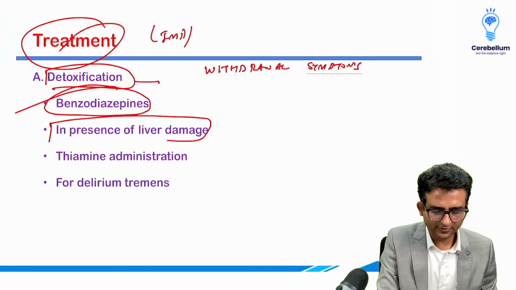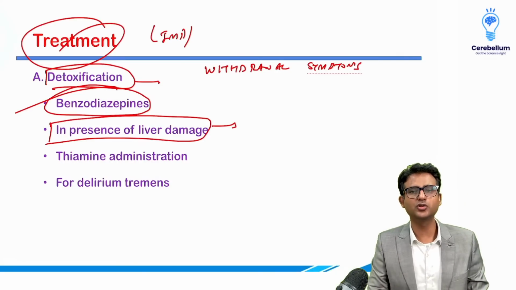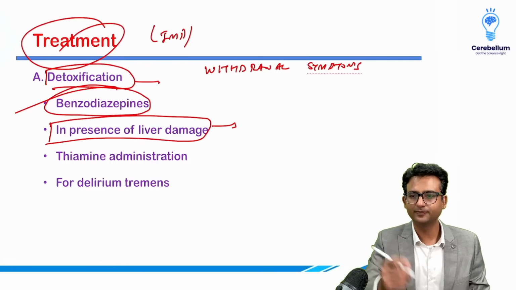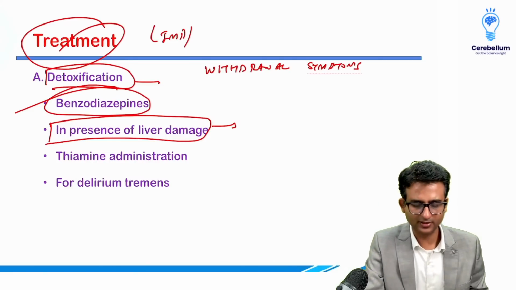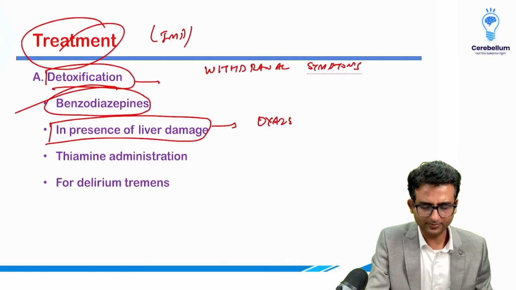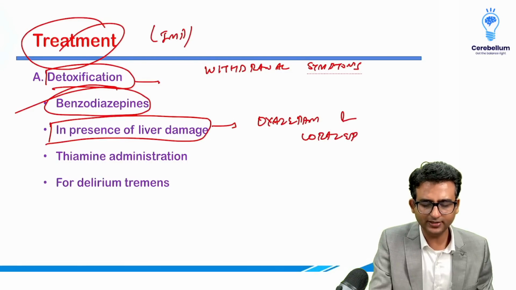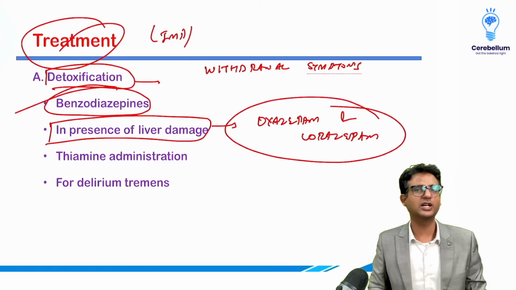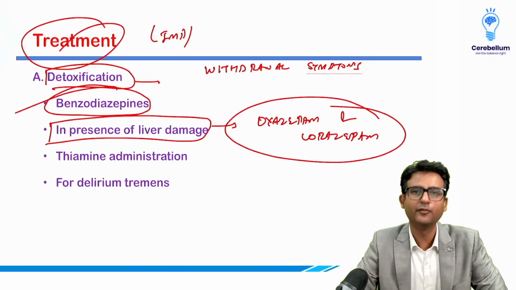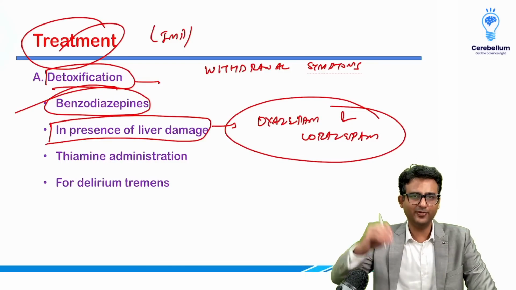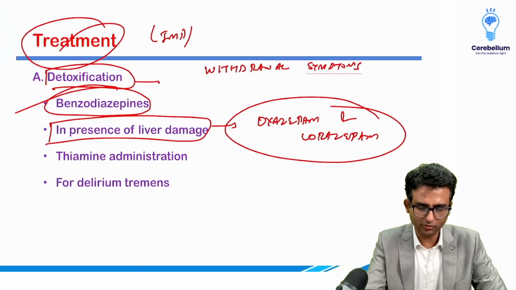If the patient has liver damage because of long-term alcohol use, which benzodiazepines will you prefer? Oxazepam and lorazepam, because they are short-acting and also because they are metabolized by glucuronidation, which remains intact even if the liver is damaged. It is a common question, it will come in the exam.